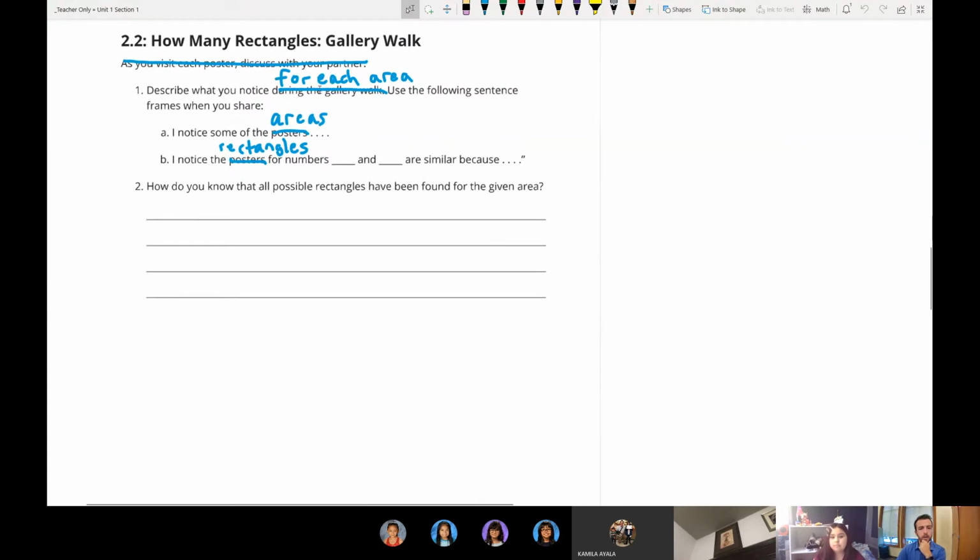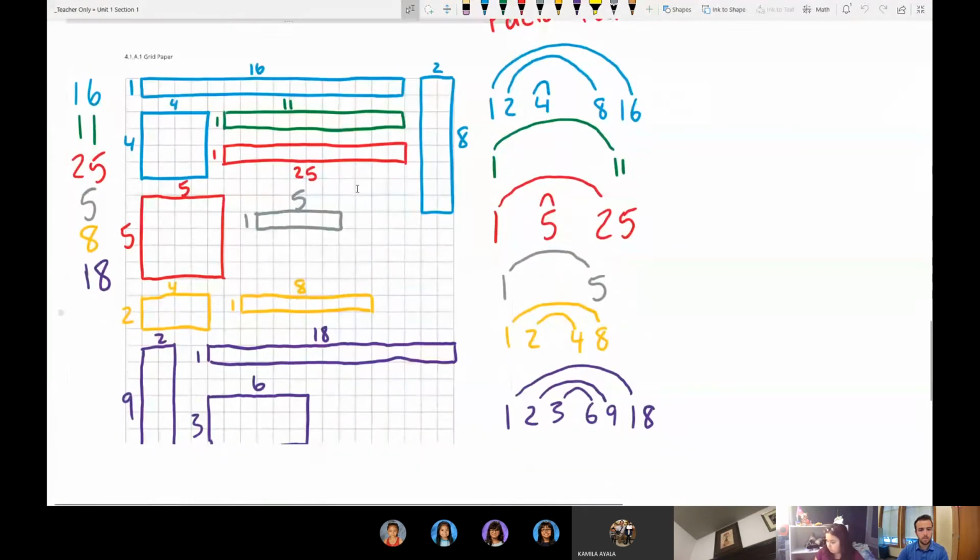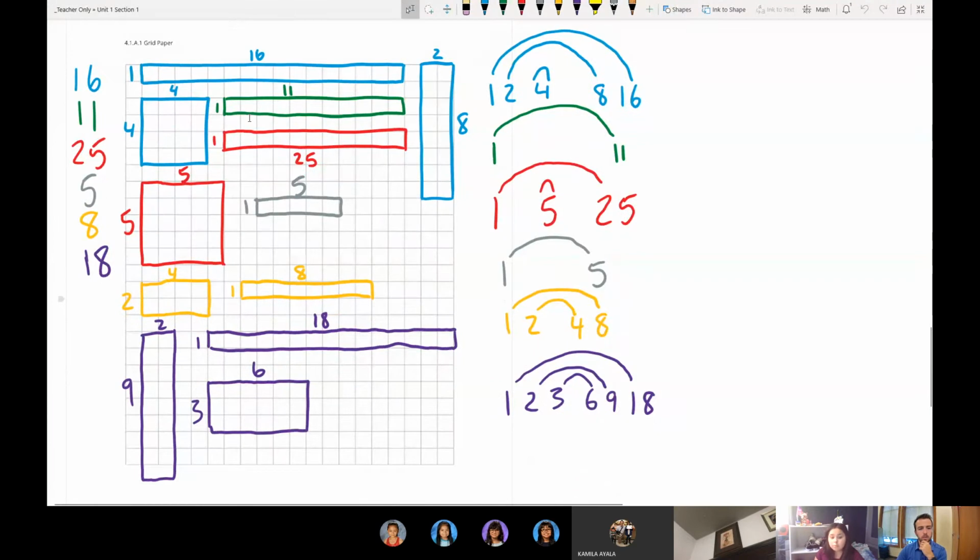Describe what you notice for each area. So what do you notice for each of those colors? Use the following sentence frames when you share. Well, I noticed some of the areas... I noticed the rectangles for numbers blank and blank are similar because... So we're going to talk about those areas and talk about maybe a couple areas that look similar when we're talking about the rectangles.